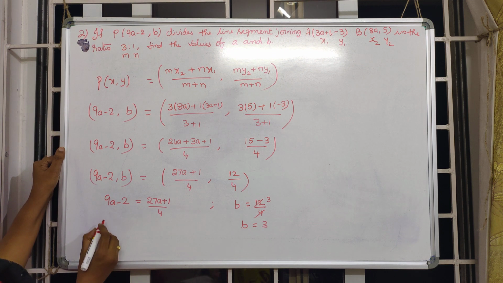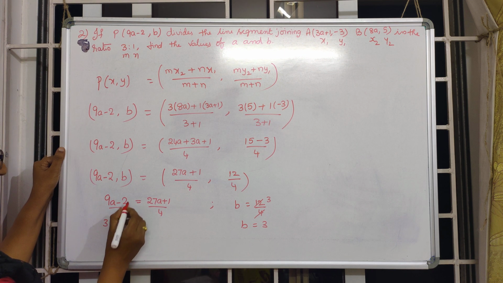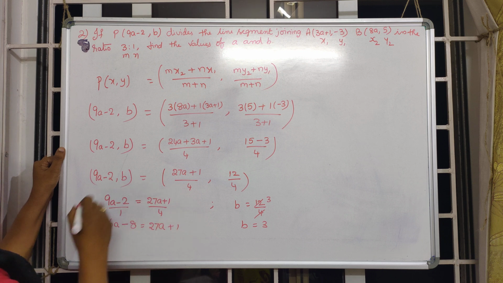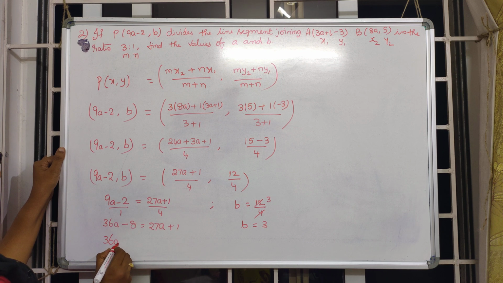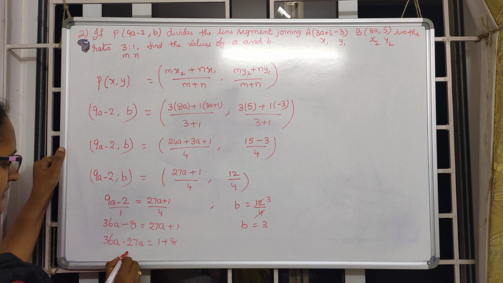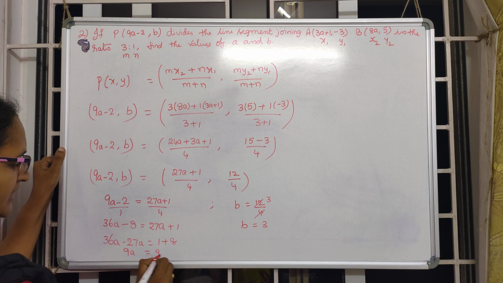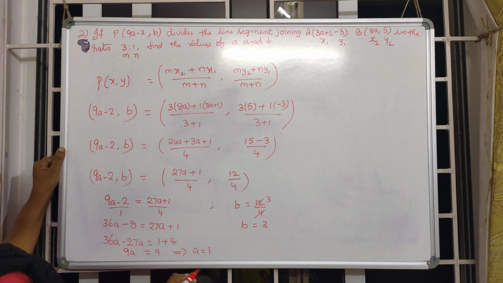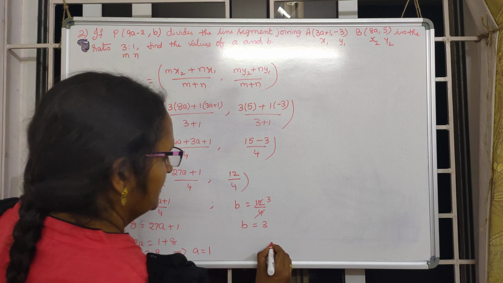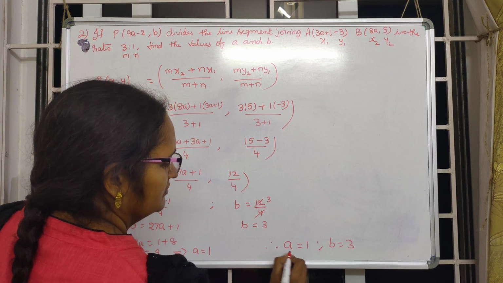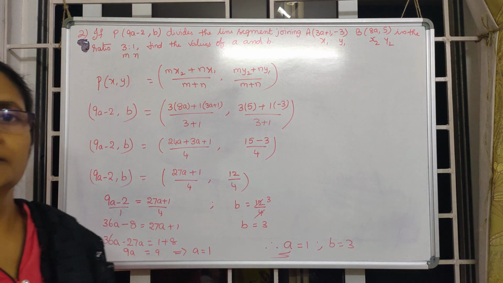Now here, cross multiplication. By 1 here, it is cross multiplication. 36a - 8 equals 27a + 1. Transfer to one side: 36a - 27a equals 1 + 8. This is 9a equals 9. That implies a equals 9 by 9, the value is 1. Find the values of a and b. Therefore, a equals 1 and b equals how much? 3. Clear? Thank you.